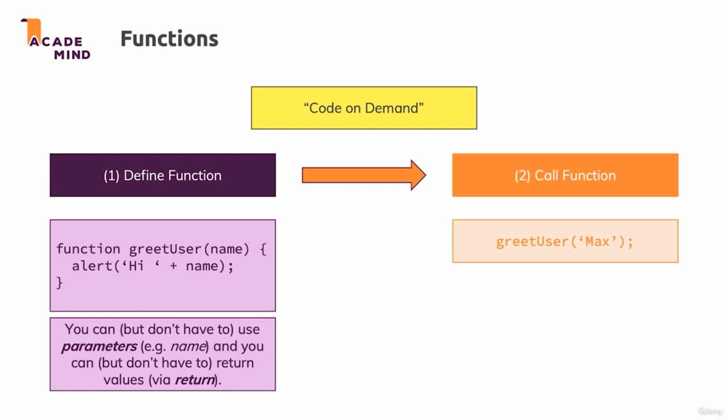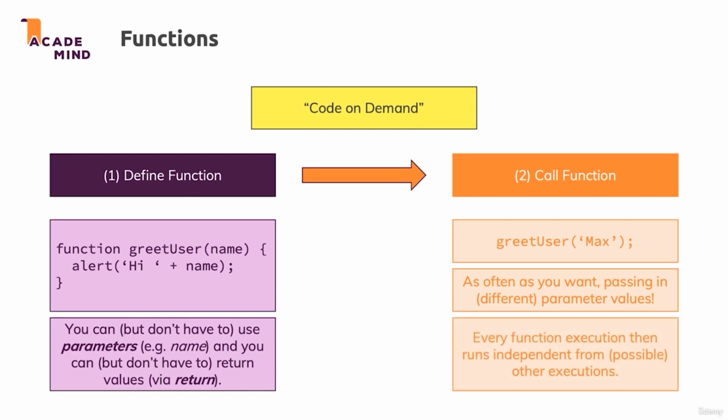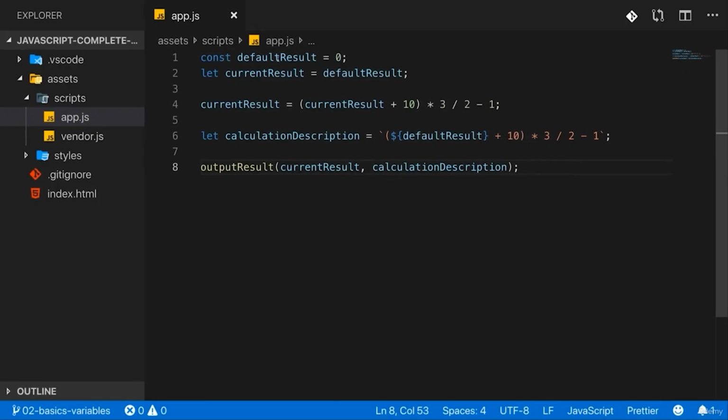So if a function takes parameters, you pass in a value for these parameters. Then this code gets executed with the data you entered as parameters, and you can call such a function as often as you want, wherever you want in your code, with different parameters if it takes parameters. So every function execution then runs independent from the other previous function executions you might have had in your code. And the great thing about functions is that this now gives you way more flexibility.